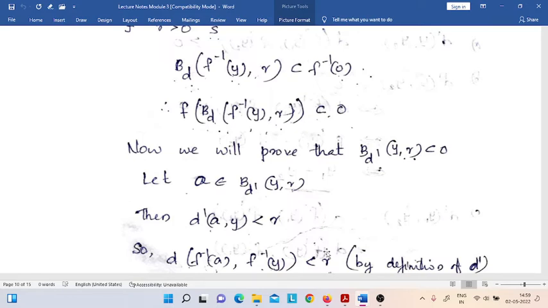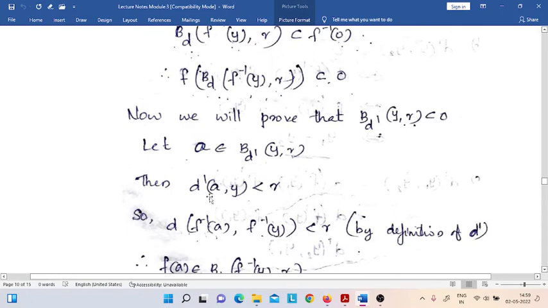since a is an element of that open ball, and the radius of the open ball is r, and its center is equal to y, we can write very easily that D′(a, y) is less than r. Why? It's because the radius of the open ball is r, and y is the center, and a is any point of the open ball. So a can be equal to y also. If a is equal to y, what happens? Then the distance between a and y will be equal to 0.